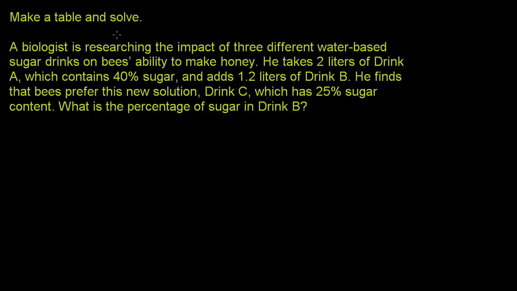Make a table and solve. A biologist is researching the impact of 3 different water-based sugar drinks on bees' ability to make honey. He takes 2 liters of drink A, which contains 40% sugar.